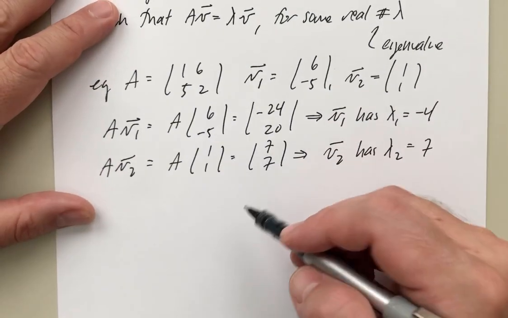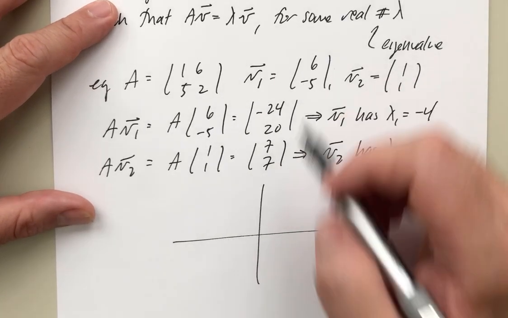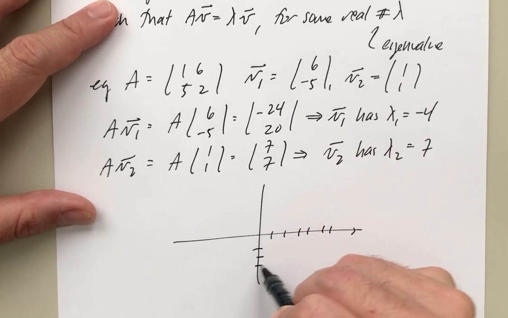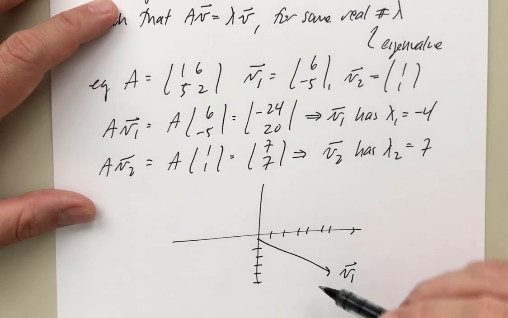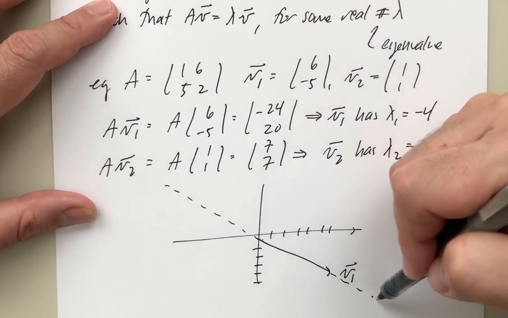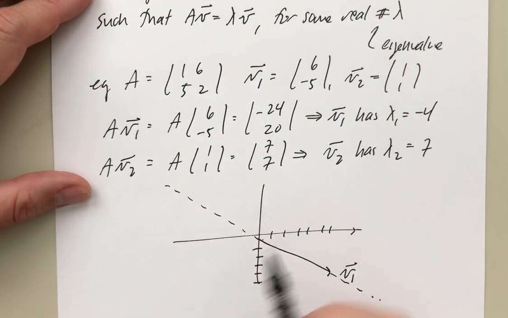So let me just try to draw this usual picture here. Here's R2. What I see is that if I take V1, which is 1, 2, 3, 4, 5, 6, 1, 2, 3, 4, 5, something like this. This was V1. If I multiply A times V1, I stay in the line determined by this vector. It's kind of off the page here. It's minus 4 times what I started with.